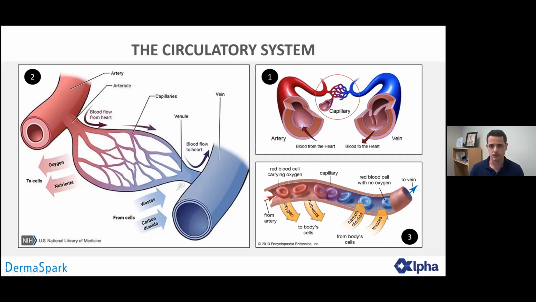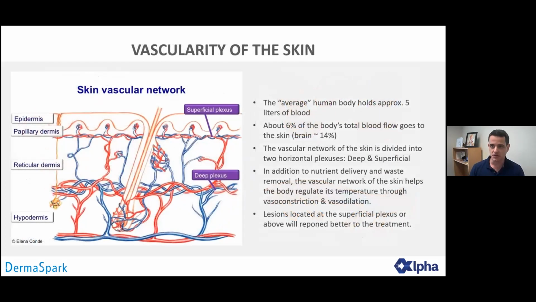All right, so this is in a nutshell how the circulatory system of the body works. And now that we understand how it works, we can have a more dedicated discussion about the vascularity of the skin and how the blood flows in the skin, and what the skin vascular network is, which you see here now on the screen.